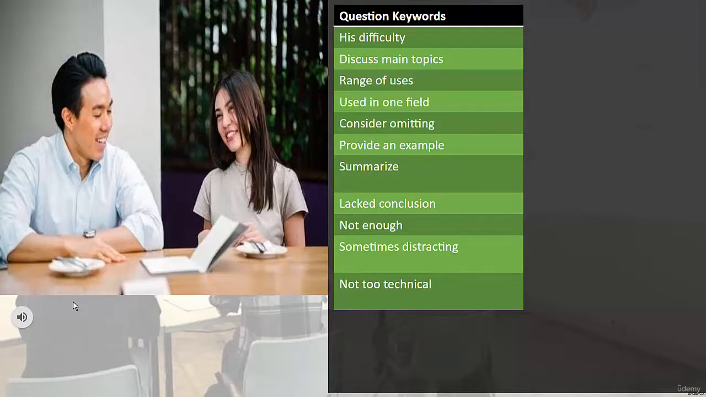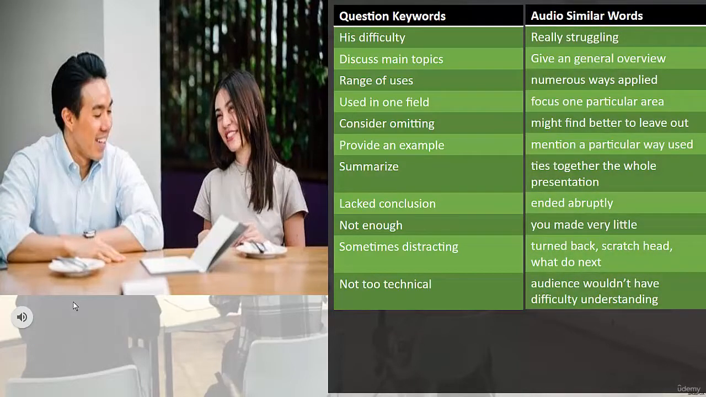All right, let's take a look at the answer choices. So when he said his difficulty, the audio paraphrasing was really struggling. Discuss main topics, give a general overview, range of uses. The audio paraphrasing is numerous ways applied, used in one field. The audio similar language is focus one particular area. Consider omitting, might find better to leave out. Provide an example, mention a particular way used. Summarize, ties together the whole presentation.